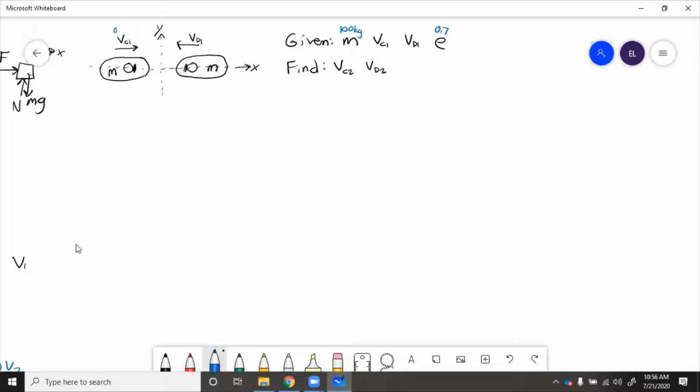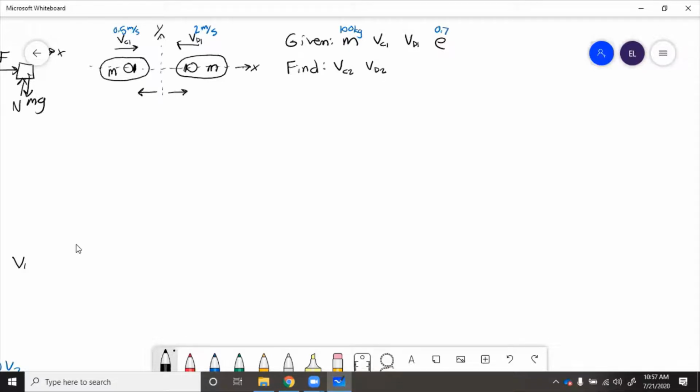Now, Catherine is going 0.5 meters per second to the right, and Daniel is going 2 meters per second to the left. So when they hit each other, we need to find their final velocities and what direction those velocities are in. So if Daniel and Catherine hit each other, we might assume that Daniel bounces backwards this way and Catherine bounces backwards this way. But if Daniel is going fast enough, then maybe he and Catherine will both go to the left. So once we solve this problem, we'll get the signs of the velocities, and those signs will tell us if the people are moving to the left or to the right.